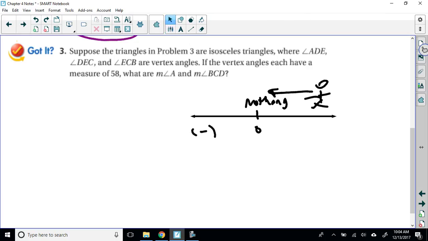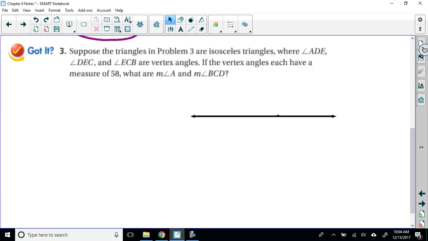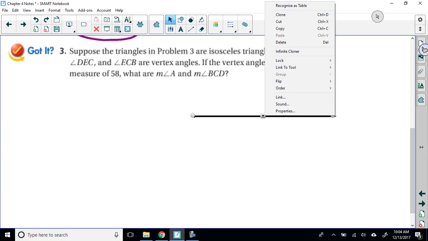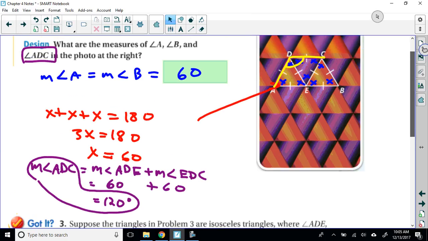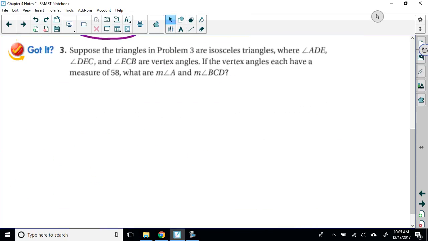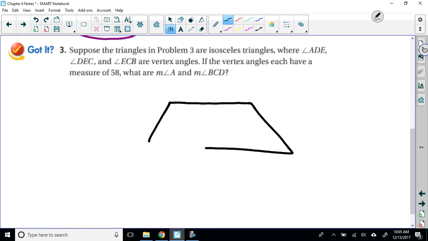Really bad. Got it. Number 3 says, suppose that the triangles of problem 3 are isosceles, where ADE and DEC and ECB are the vertex angles. Okay, so what I'm going to just do is kind of recopy this, and you'll probably need to do this as well. So that's going to be that drawing. It's kind of like a parallelogram. So it's going to look like this.